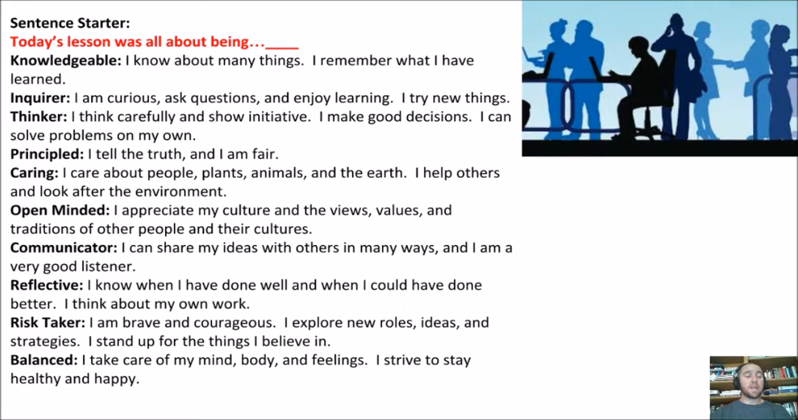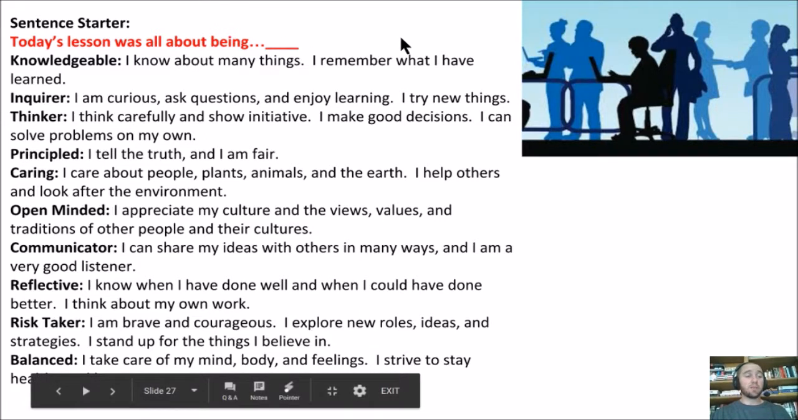All right, so with that being the end of the lesson, we're in IB school, so let's go ahead and do some reflecting so we can gain these interpersonal skills that are important in life. Think about this lesson and which one of these attributes do you think this lesson was an example of? So then just fill in that sentence. Today's lesson was all about being what? There's no wrong answer here.